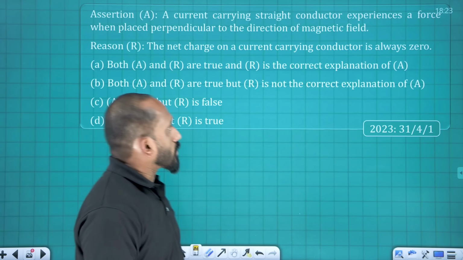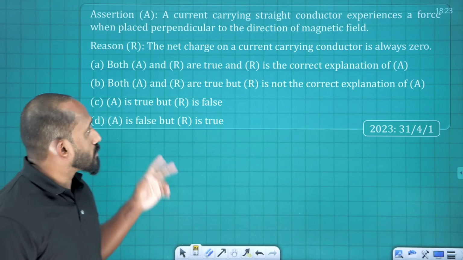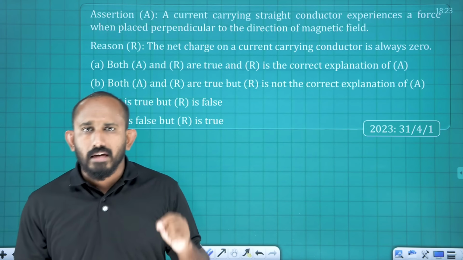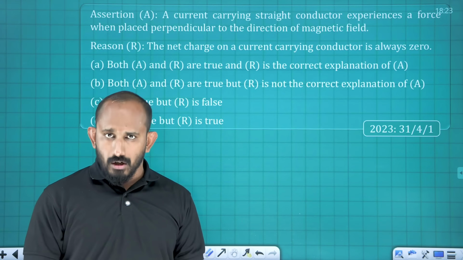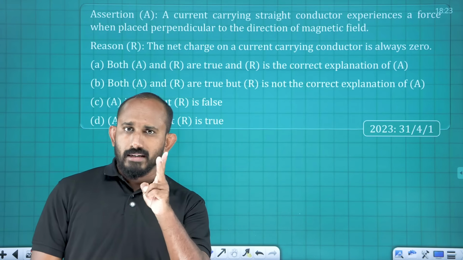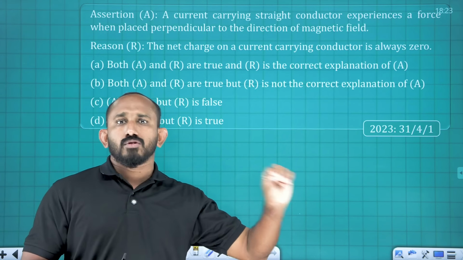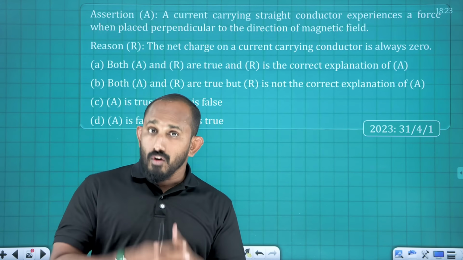A current carrying straight conductor experiences a force when placed perpendicular to the direction of magnetic field. Of course, it's correct. Whenever a current carrying conductor is kept in a magnetic field, it experiences a force, because there will be interaction of two magnetic fields. One is the outside magnetic field and the conductor also produces a magnetic field. So together there will be an interaction. So there will be a force.